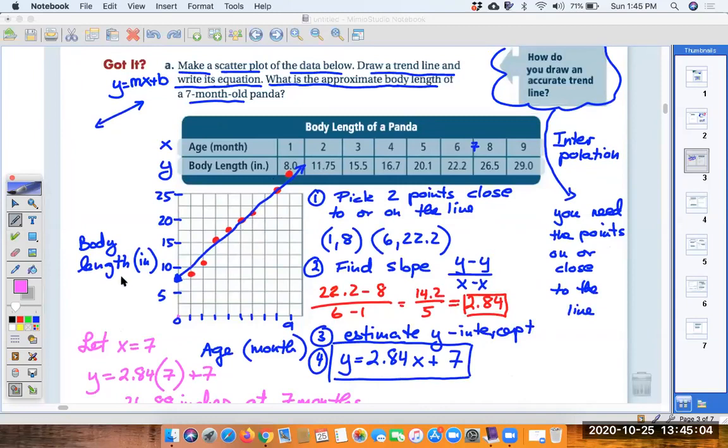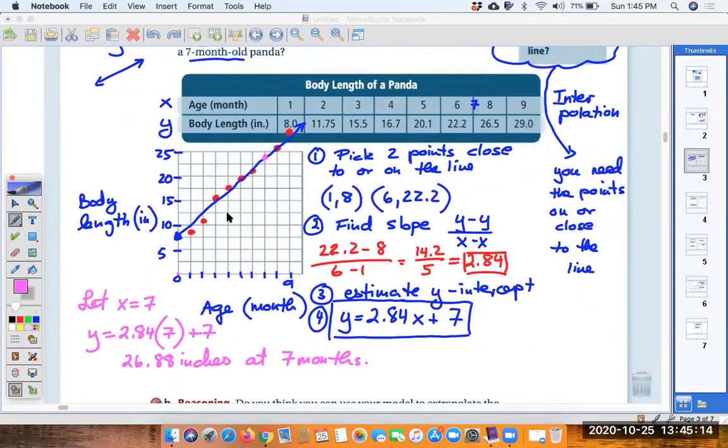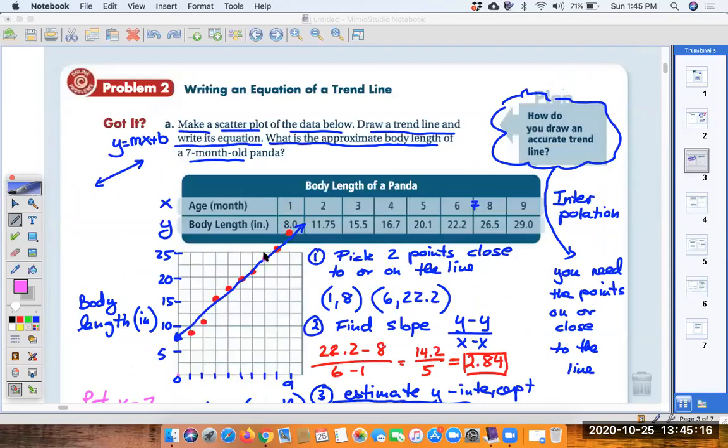So now we know 7 months, 1, 2, 3, 4, 5, 6, 7, go up, should be about on our line, should be 20, I'm off. My graph, so this is the reason why these trend lines drawn by hand are not that accurate. I want to show you how to make it really accurate.